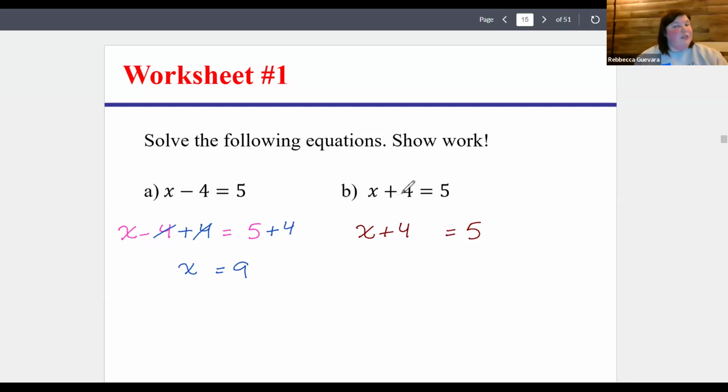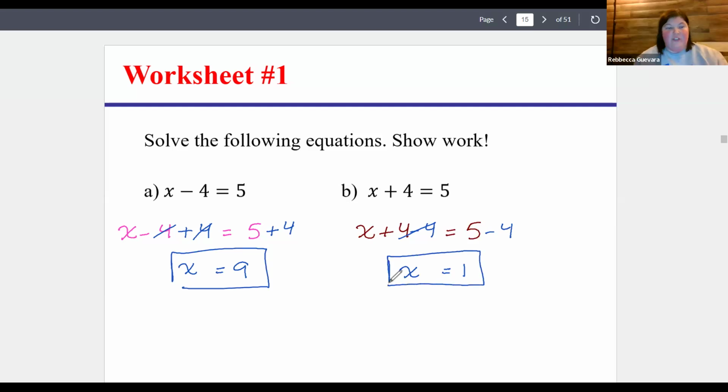Here we have x plus 4 equals 5. So because we have plus 4 here, we are going to subtract it to cancel it out. So we're just using the opposite operation. Those cancel. And we're left with x here on this side, just 1. So for A, the solution is x is equal to 9, and for B, the solution is x is equal to 1.